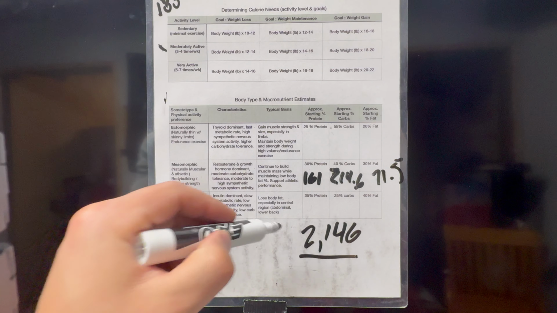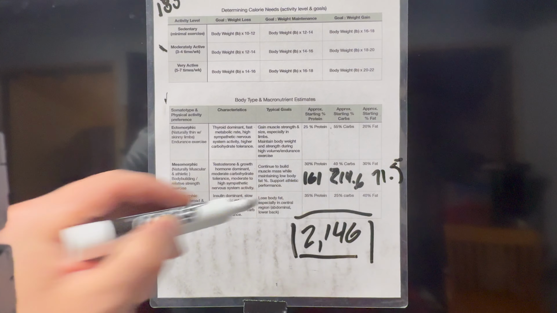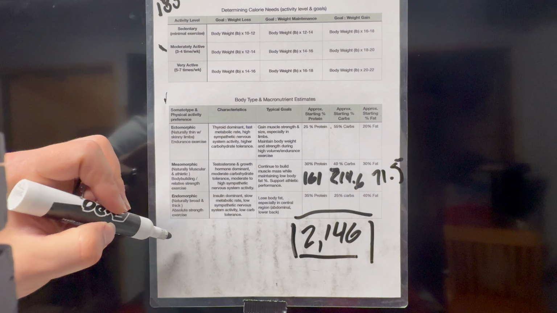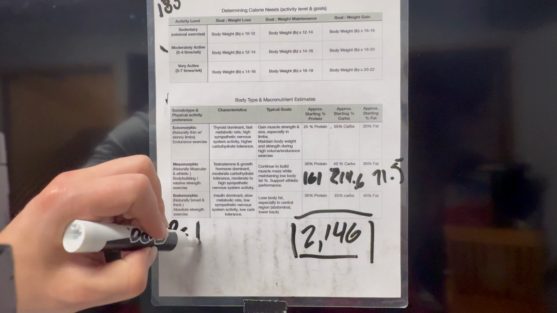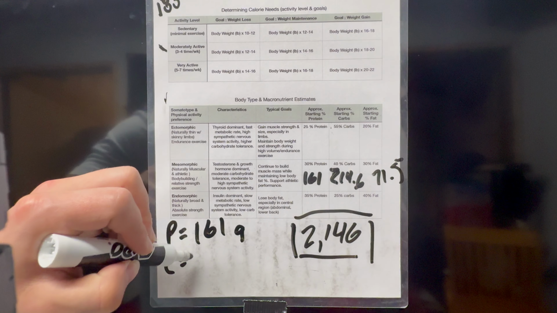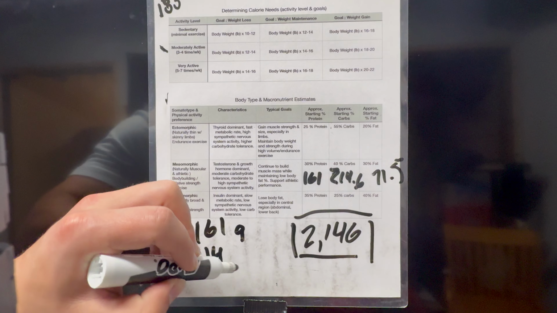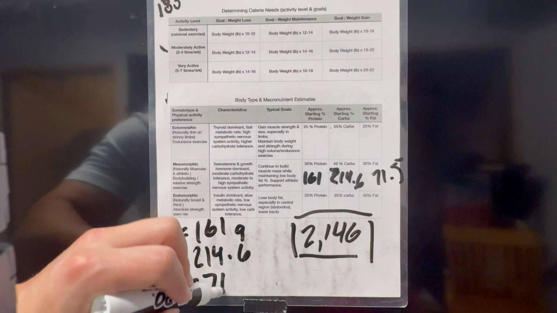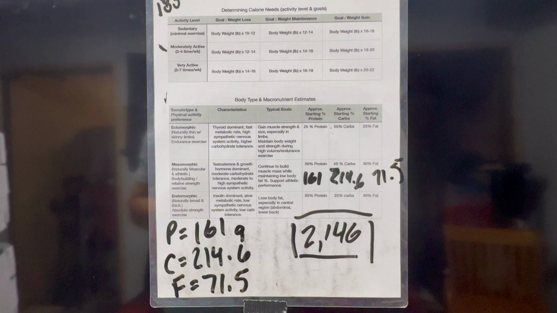Okay, so our total calories are 2,146. Based off of this page here, our protein is gonna be 161 grams. Our carbohydrate is gonna be 214.6, and our fats are gonna be 71.5. That is how we figure up for weight loss with me weighing 180.